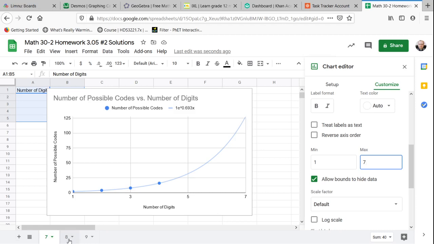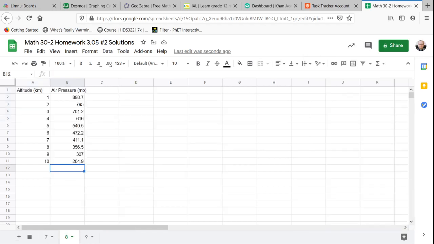So that finishes problem 7. We are now going to move on to problem 8.